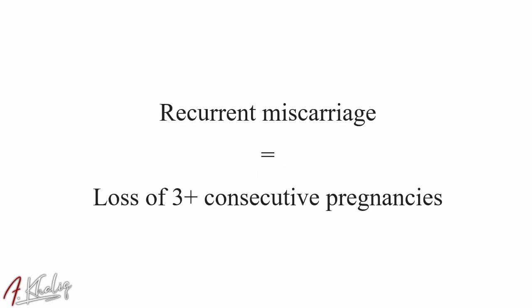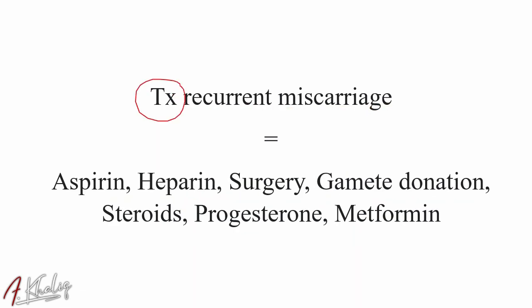Now, loss of more than 3 consecutive pregnancies is defined as the recurrent miscarriage. And the treatment for recurrent miscarriage is to treat the underlying cause, which can be treated by the aspirin, heparin, surgery. You can just donate your gametes. You use the steroids, progesterone, or metformins.